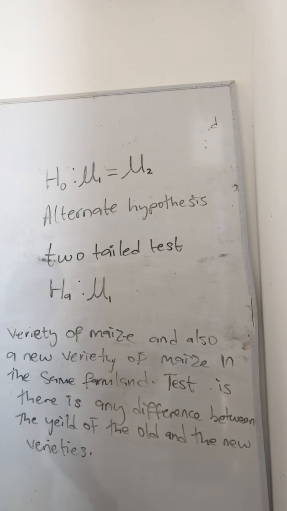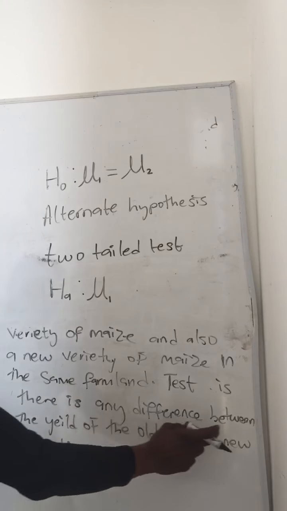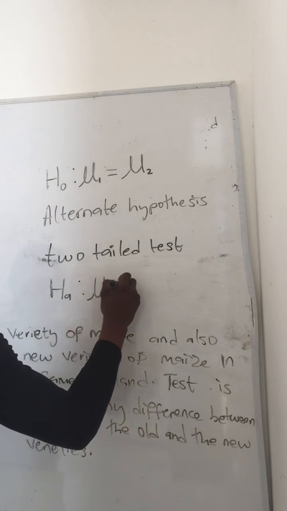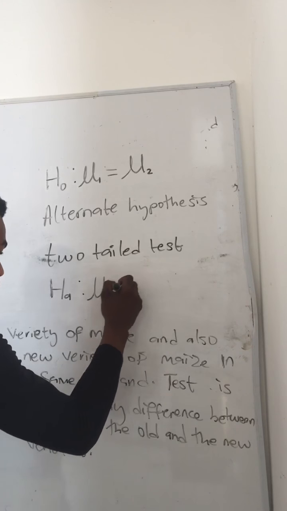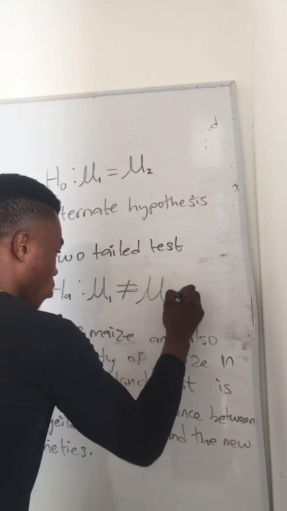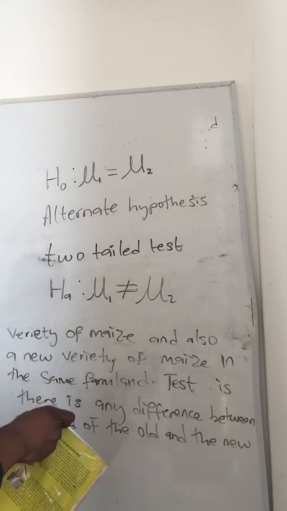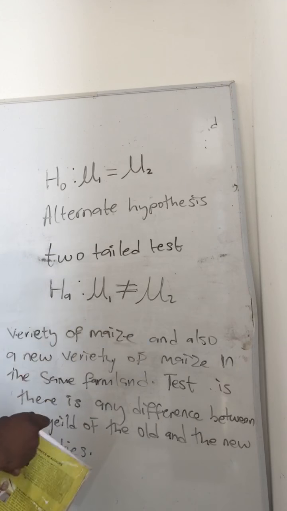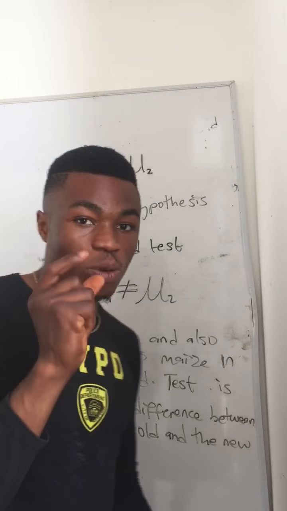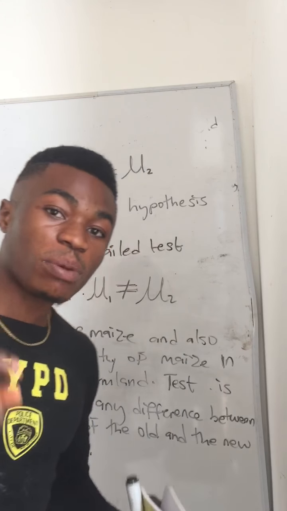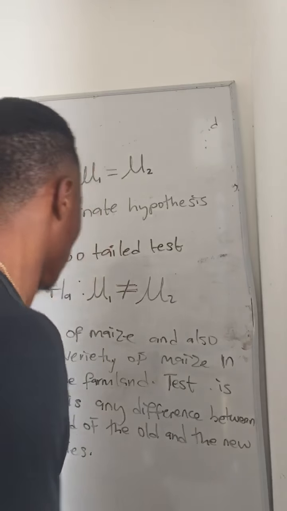And the claim we are testing is that there is a difference between the two yields. So there is a difference. If there is a difference, that means the old yield is not equal to the new yield. This is the claim, and we are trying to prove it. Remember that the alternate hypothesis always contains the claim that we are trying to test. Don't forget, the alternate hypothesis always contains the claim that we are trying to test. Alright, so this is the claim.